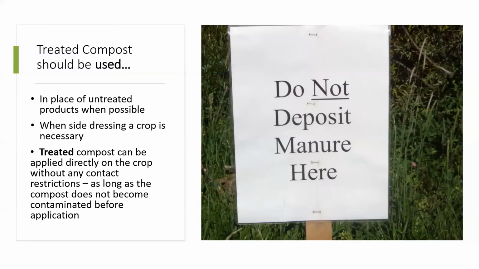And so under the produce safety rule, treated compost can be applied directly to the crop without any restrictions, with the caveat that as long as that compost after it was produced didn't become contaminated before you applied it. And so now I'm going to talk a little bit about storing compost.